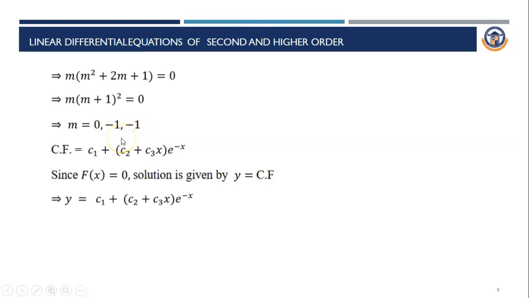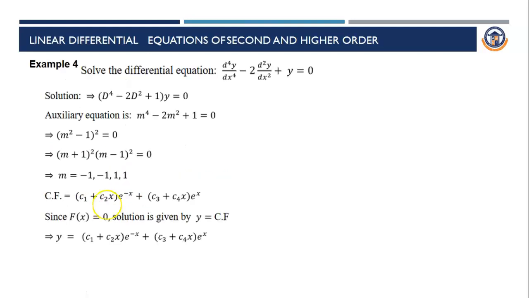So therefore roots are real and equal. First we can write m1 is equal to 0, m2 is equal to, m3 is equal to minus 1. So therefore the complementary function is c1 e power 0x. So e power 0 is equal to 1. So we are writing c1 plus c2 plus c3x into e to the power minus x. Suppose minus 1 is repeated 3 times, then we can write c2 plus c3x plus c4x square into e to the power minus x. Okay, so in this problem, the right hand side is equal to 0. Therefore, this complementary function is the solution of the given problem.